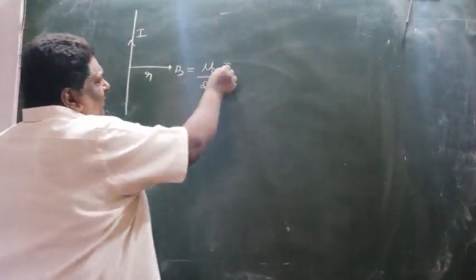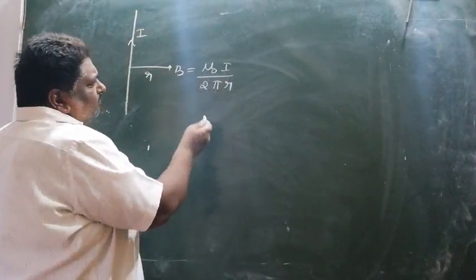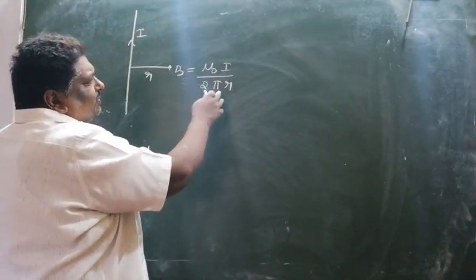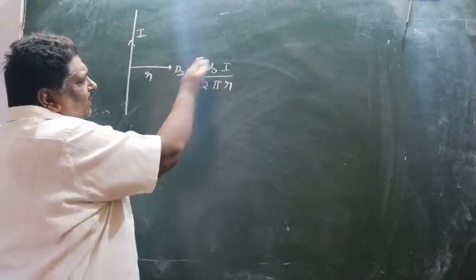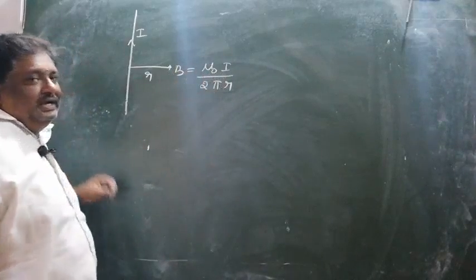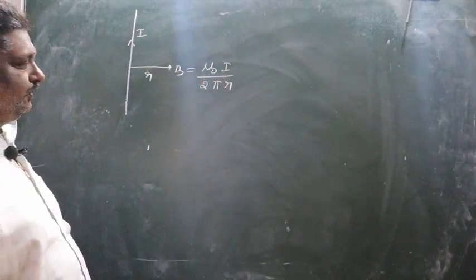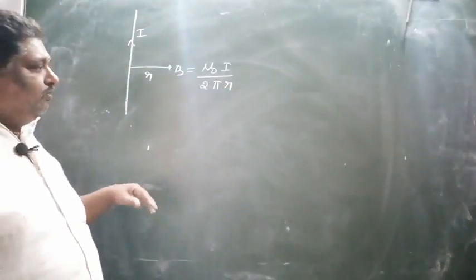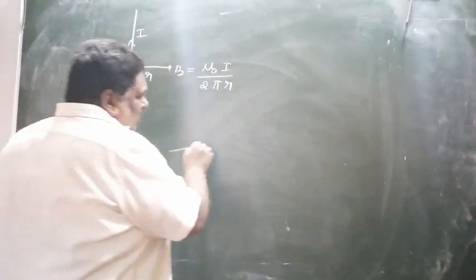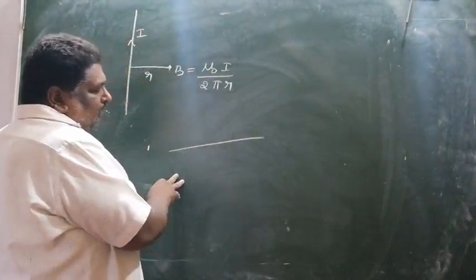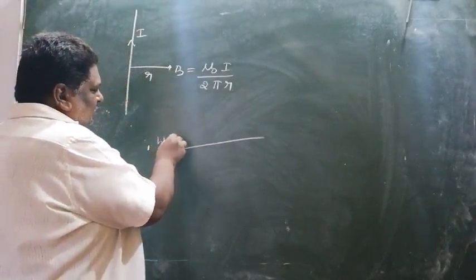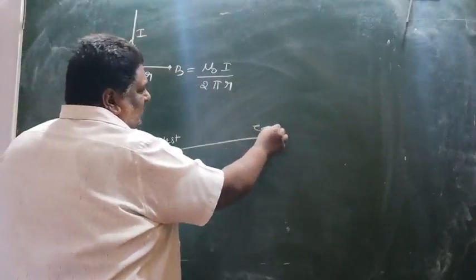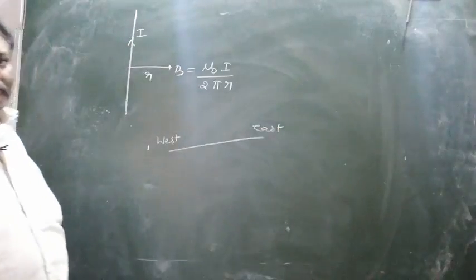Suppose they give the I value, B value, r value. If any one is missing, the remaining two values will be given directly. Substitute in it and you can find it easily. But generally it may not be given directly. How will they give it? Here one conductor is passing. It is west, it is east.